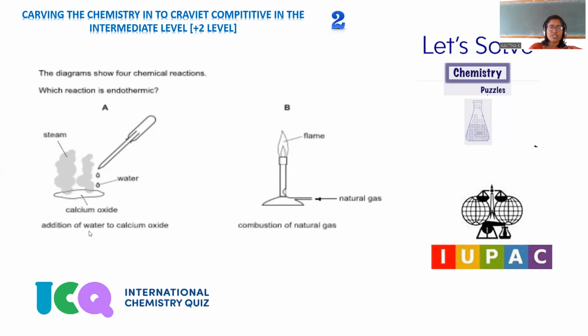In the first option, if you see, calcium oxide is added with water. Drops of water are added to calcium oxide. So steam is generated. Heat is coming out. When heat is coming out of the reaction, that is said to be exothermic. So it is not the answer. Move on to option number 2, combustion of natural gas. Gas is taken and combusted so that a flame is generated. That is evolving heat outside, so it is also a part of exothermic reaction. Natural gas combustion is also exothermic.